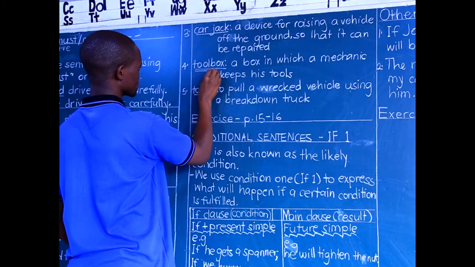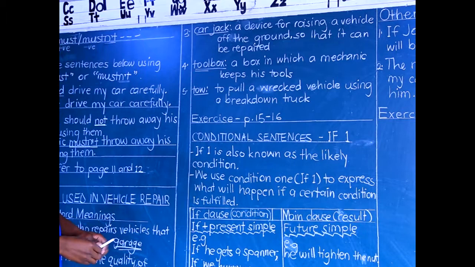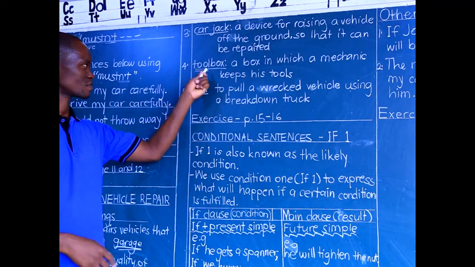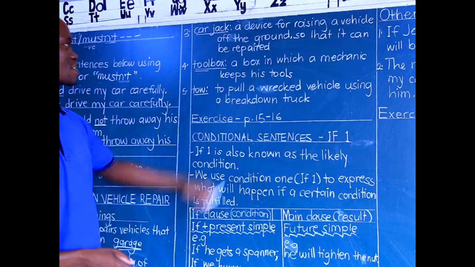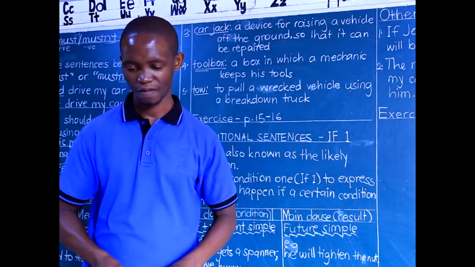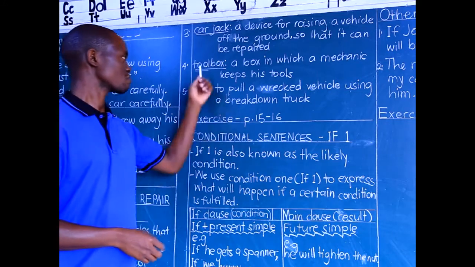This is a compound noun. Two words combined, tool and box. But sorry, it's one word. Toolbox, like it sounds, a box for keeping tools. A toolbox. It's a box in which a mechanic keeps his tools. Simple as that. Mechanics keep their tools in boxes or containers known as toolboxes.